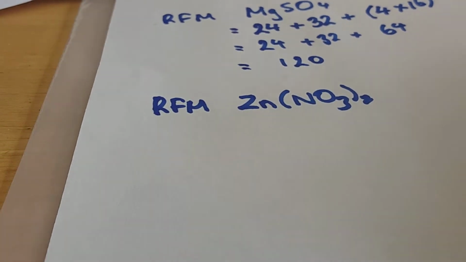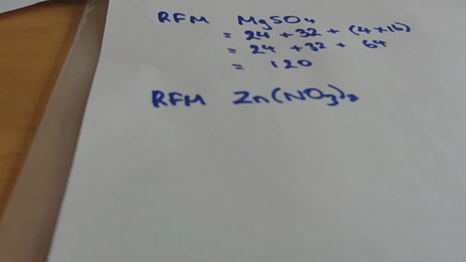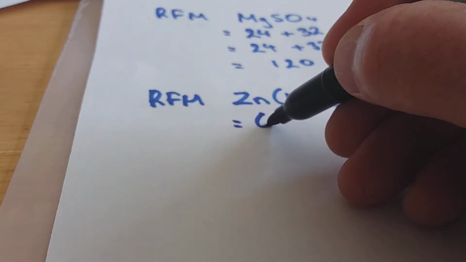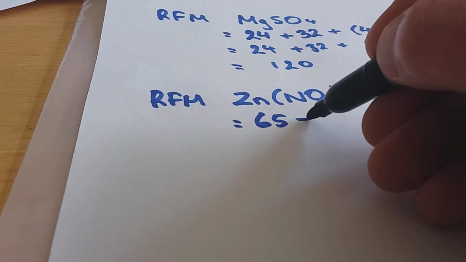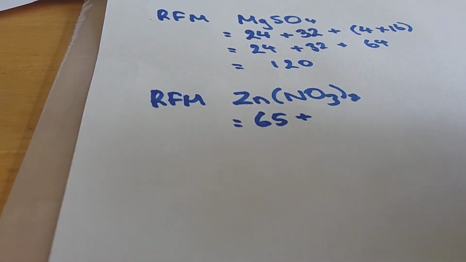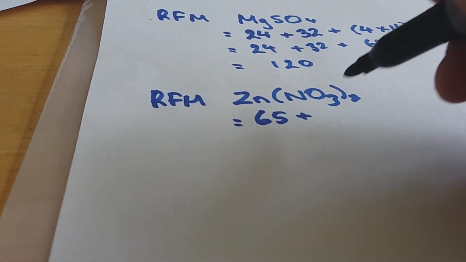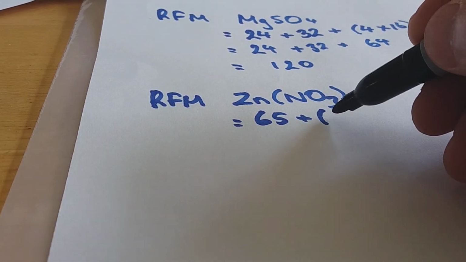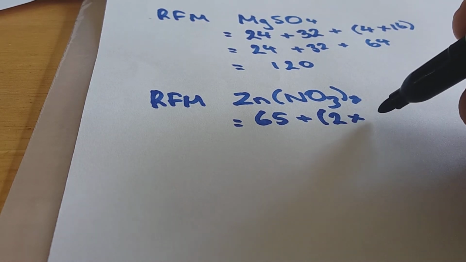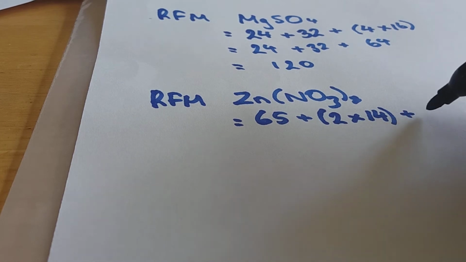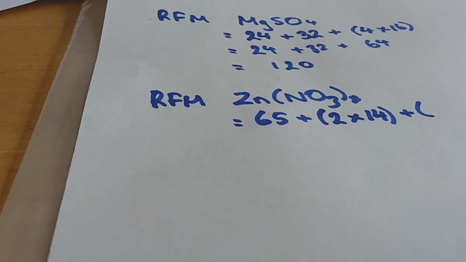Now, the only difficult part is when we have brackets. And if we deal with brackets just like we do in mathematics, it doesn't become a problem. So for zinc nitrate, we've got 1 zinc and its relative atomic mass is 65. Now, if we look at a bracket, that 2 outside the bracket doubles everything inside. So that means we've got 2 nitrogens, and the relative atomic mass of nitrogen is 14. It's the oxygens that we have to be really careful with.